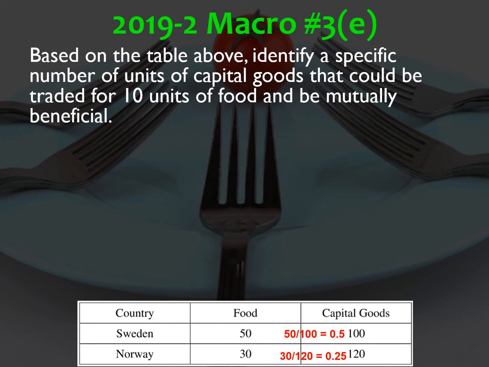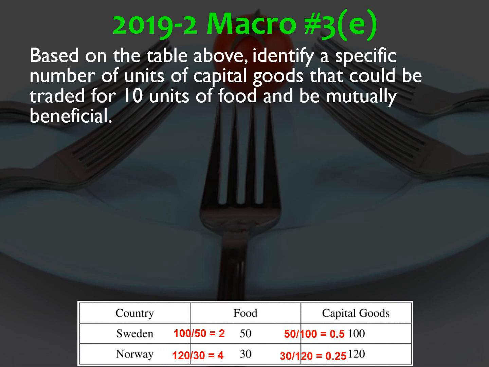Finally, part E, based on the table above, identify a specific number of units of capital goods that could be traded for 10 units of food and be mutually beneficial. So I'm going to frame it in terms of the opportunity cost per unit of food. So you can see that Sweden would give up 2 capital goods for each unit of food. Norway's opportunity cost is 4 capital goods per unit of food.